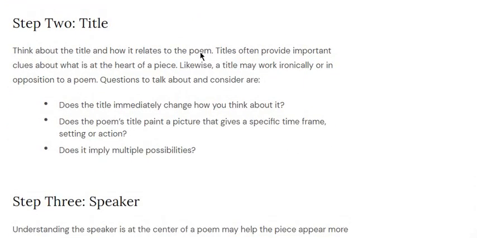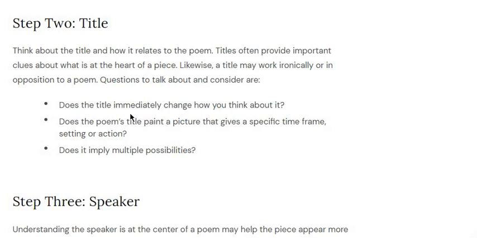Step number 2 is about title. Think about the title and how it relates to the poem. Sometimes titles often provide important clues about what is at the heart of a piece. For example, it may work ironically or in opposition to a poem. So what are the questions that you need to consider?